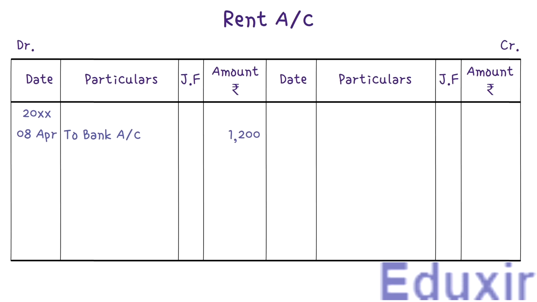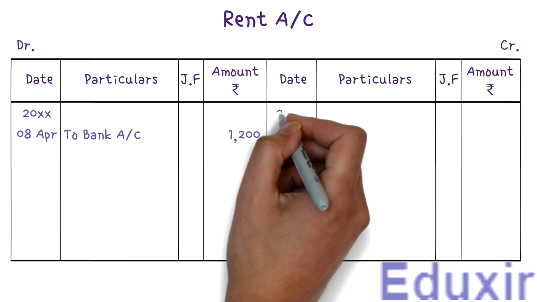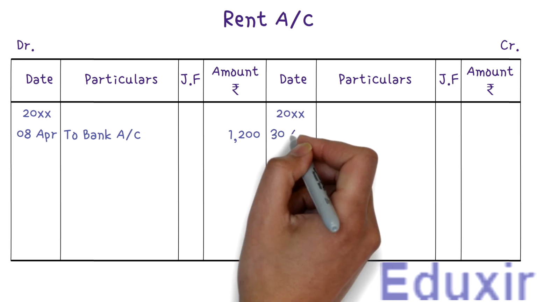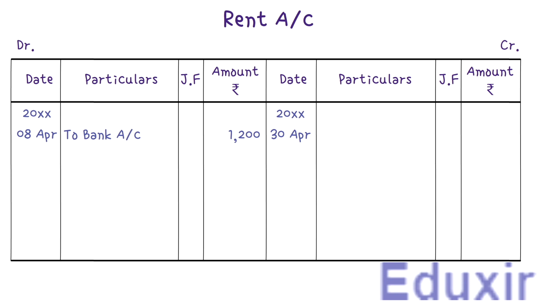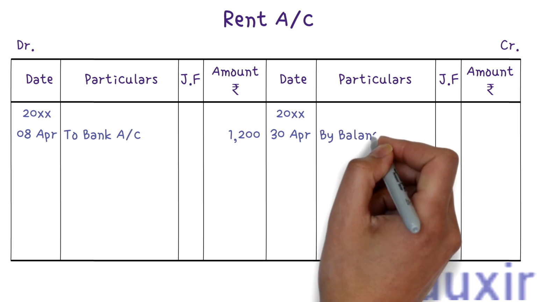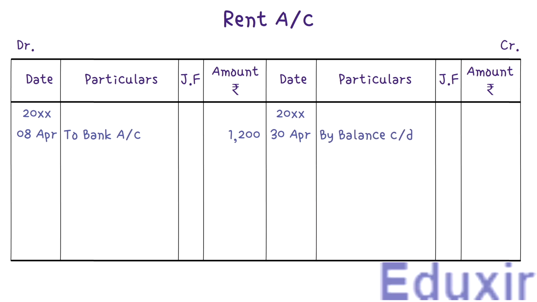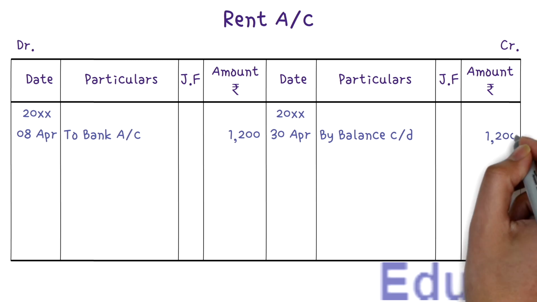As there are no entries on the credit side, the entire debit balance of 1200 rupees need to be carried down. As this is the first entry on the credit side, let us first write the year and then let us write the date as the last day of the month. Let us then write by balance carried down in the particulars column. Let us then write 1200 rupees in the credit amount column.